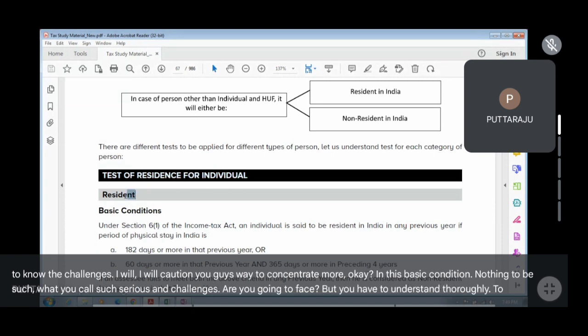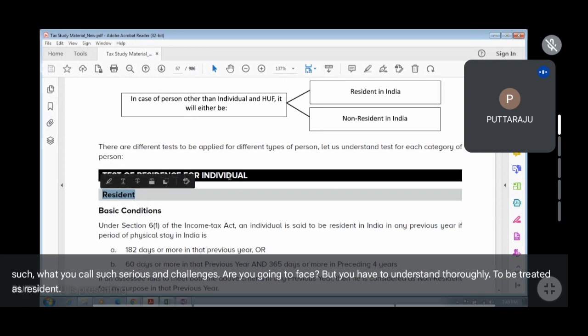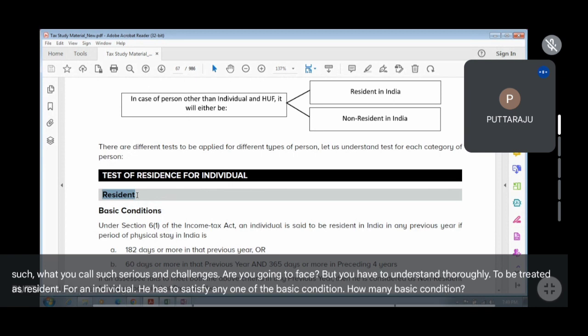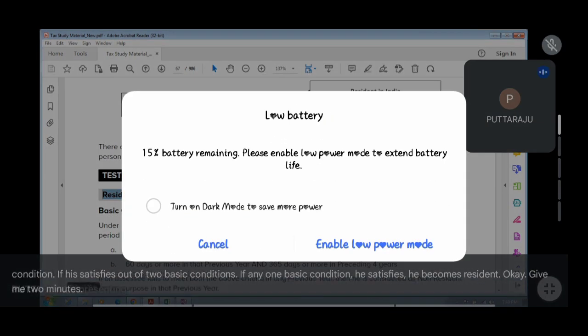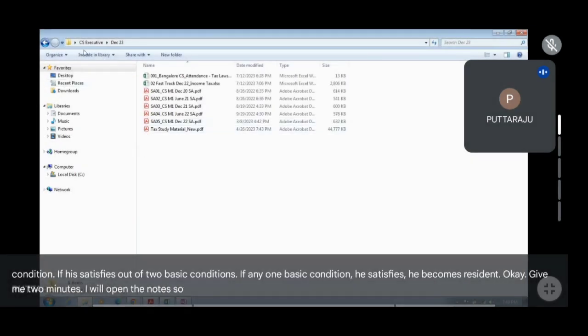To be treated as a resident, an individual has to satisfy any one of the basic conditions. How many basic conditions? One. Out of two basic conditions, if he satisfies any one, he becomes resident. Give me 2 minutes. I will open the notes so that you guys can understand easily.